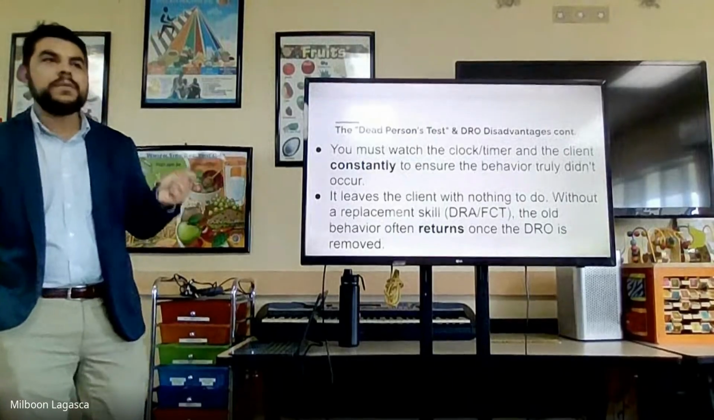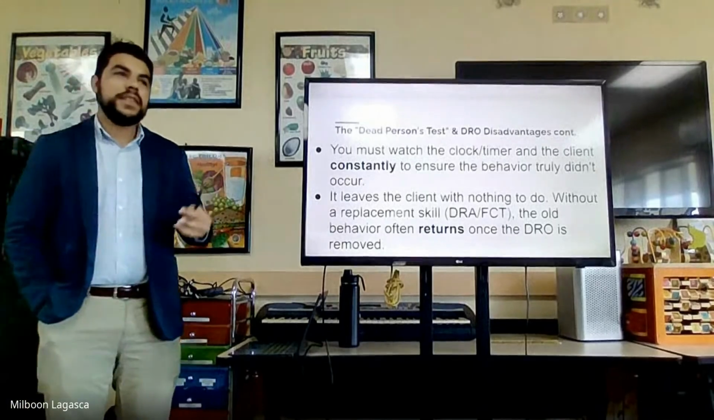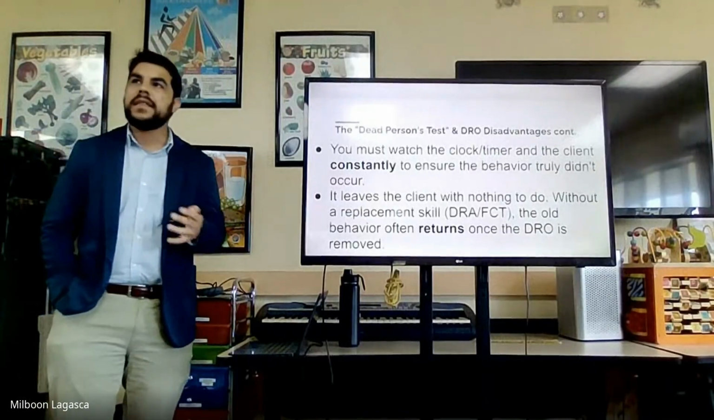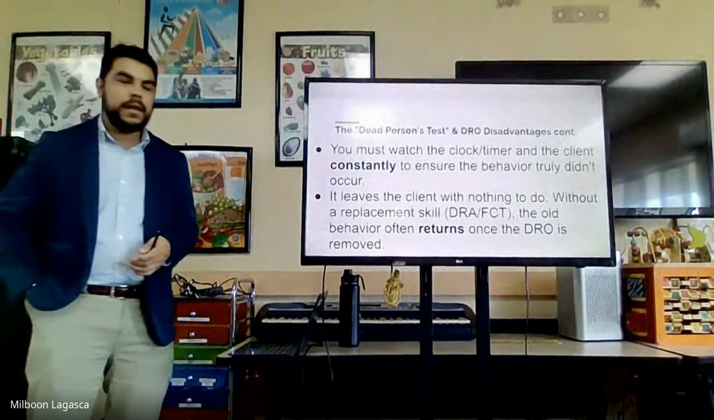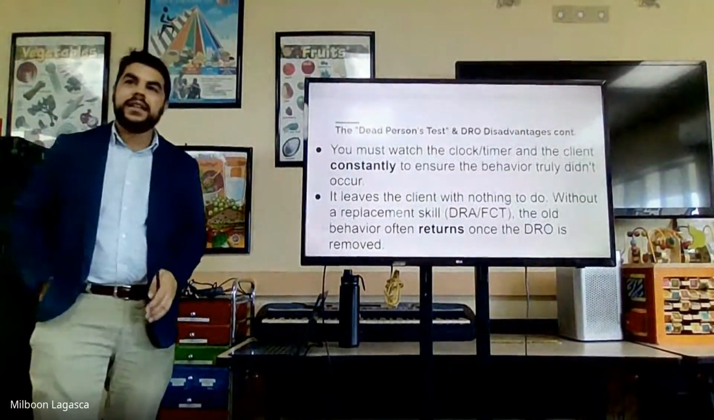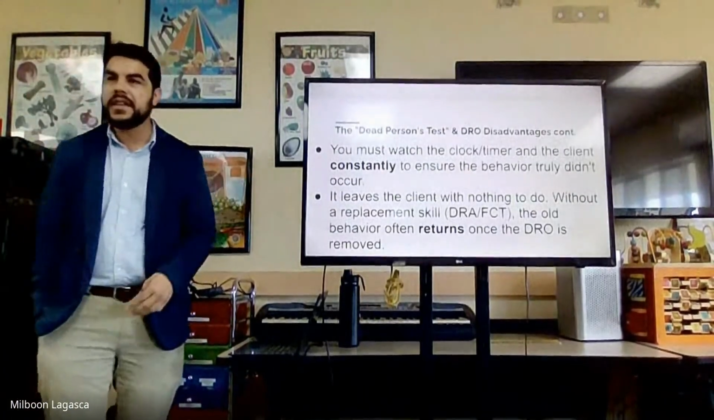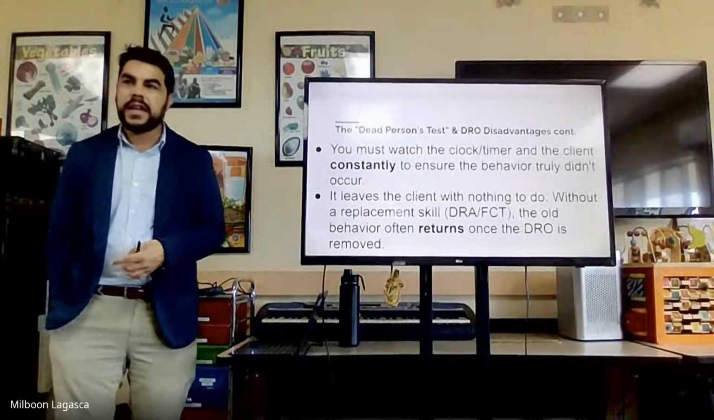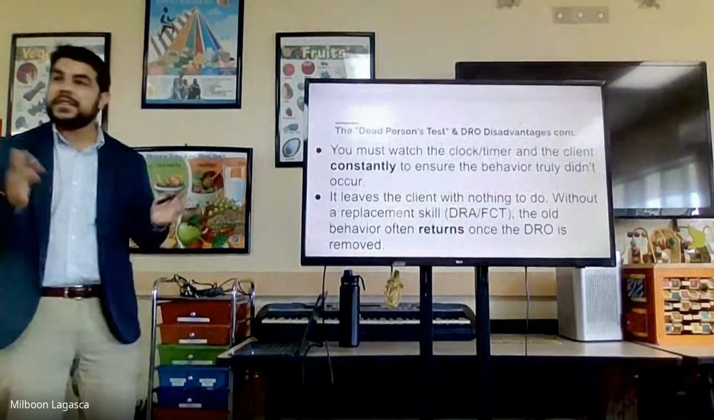And same thing with implementing extinction by itself. The individual is not learning what they can do. Instead, you're just telling them what they can't. And that is not a way that we can have them learn a new targeted skill. So that's why even if DRO is implemented, we always want to have ways for them to acquire the skills they need, such as DRA or FCT, or using chaining or discrete trials to teach them something, because otherwise, again, they're not learning anything.